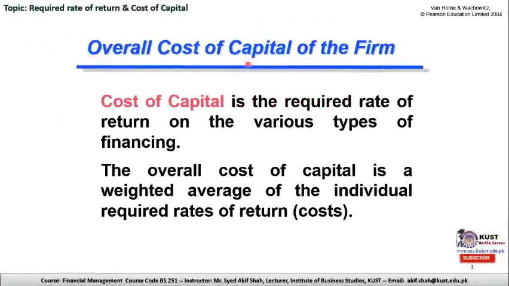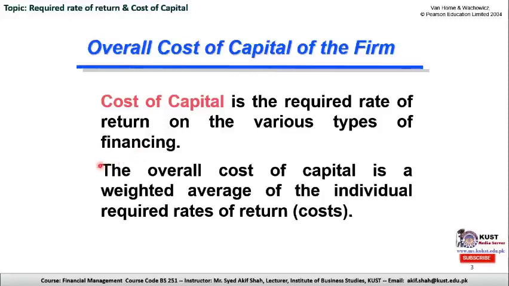What is the overall cost of capital of the firm? Definitely it is the blend of the three resources we have discussed in the outline of this lecture, comprising different proportions of capital raised or financed by the company. So we have to find out the overall cost of those three resources to the firm. What is the cost of capital? It is the required rate of return on the various types of finances as discussed in the outline of this lecture.